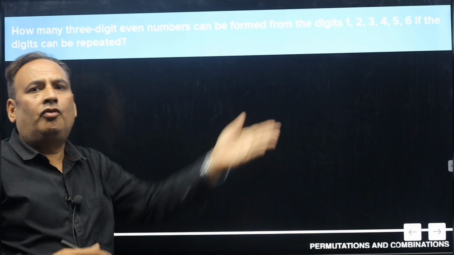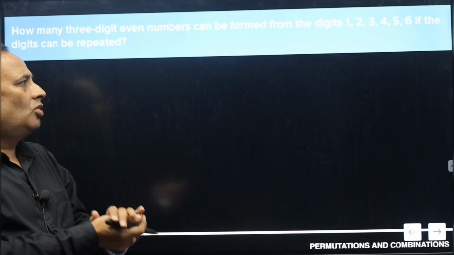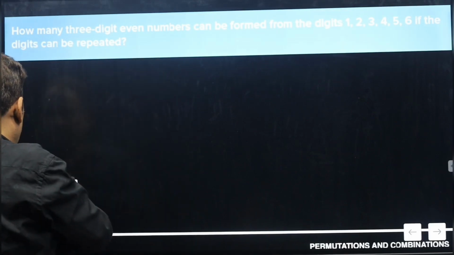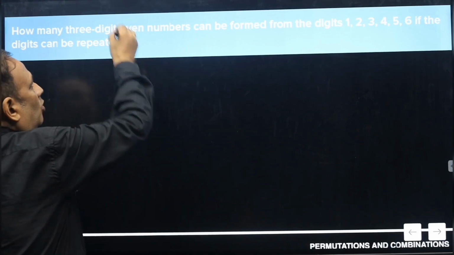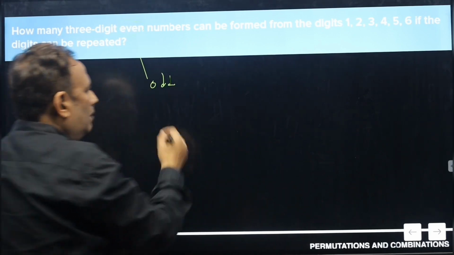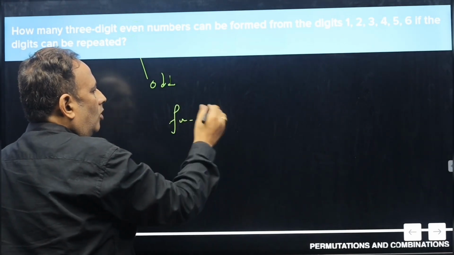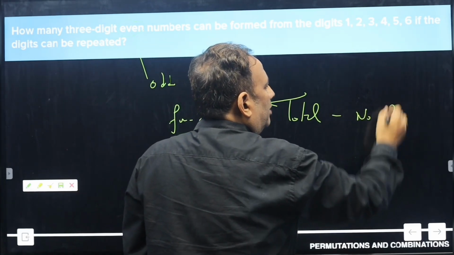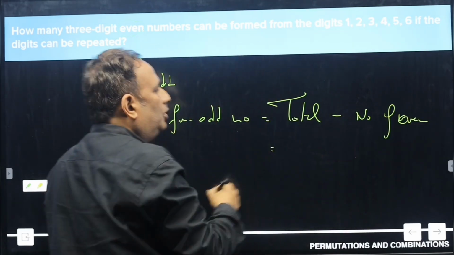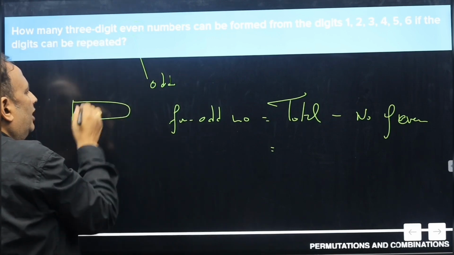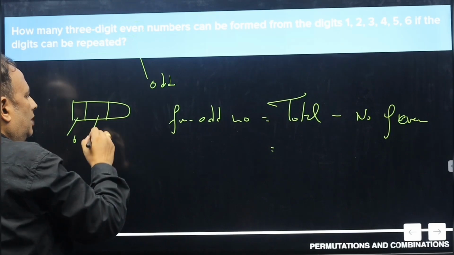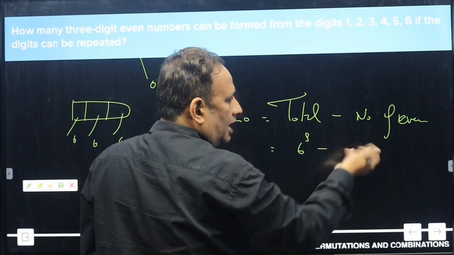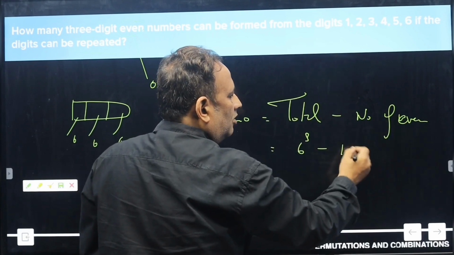Suppose in the same question, we go for odd numbers, then it is the total number of ways minus the even numbers. If they ask for odd numbers instead of even, what can we do? Odd numbers are the total minus the number of even numbers. As repetition is there, this can be filled in 6 ways, this in 6 ways, and this in 6 ways. So 6 to the power 3 minus what we got in the case of even numbers, which was 108.